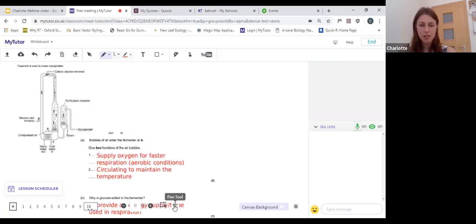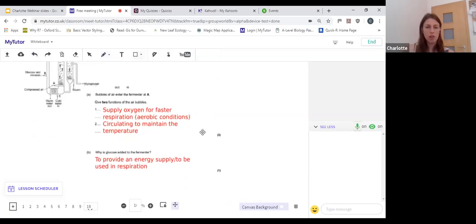Okay, answers to those. Well done to everyone that got those right. So the two functions of the air bubbles were supplying oxygen for faster respiration. Well done, everyone that put those down. And circulating to maintain the temperature.